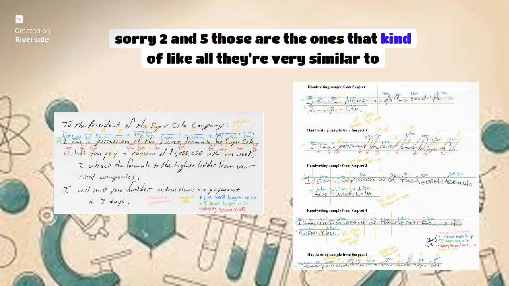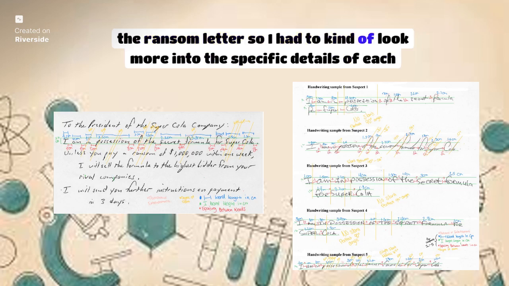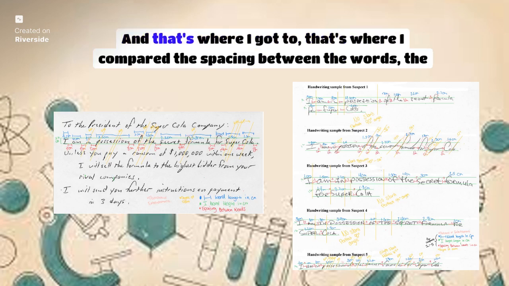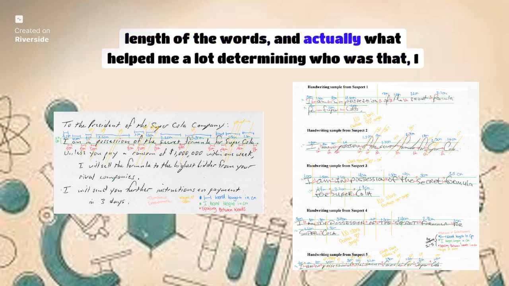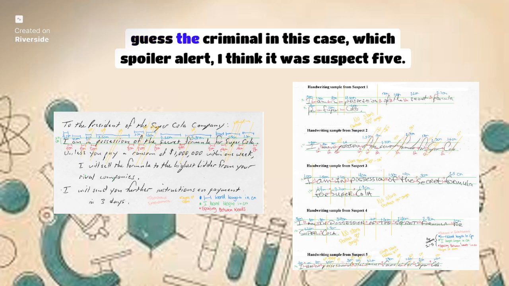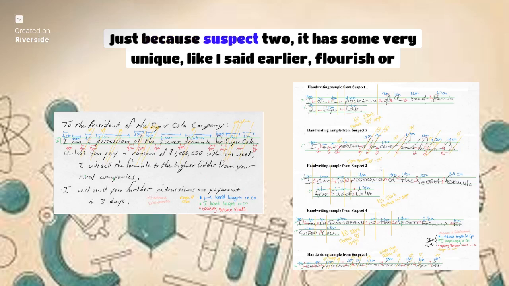Those were the ones that were very similar to the ransom letter. So I had to look more into the specific details of each handwriting, right? And that's where I compared the spacing between the words, the length of the words, and that actually helped me a lot in determining who was the criminal in this case, which, spoiler alert, I think was suspect 5. Just because suspect 2 had some very unique, like I said earlier, flourishes or embellishments.